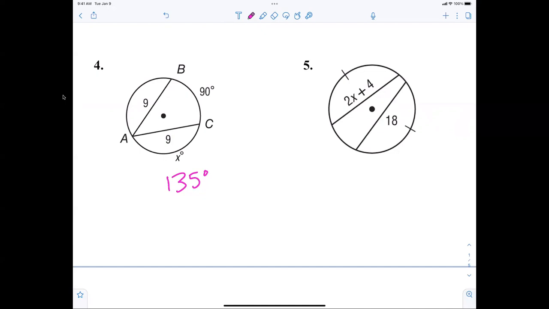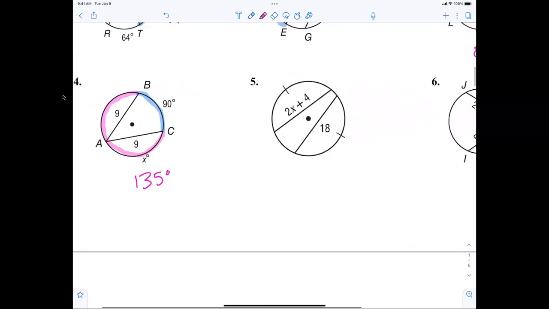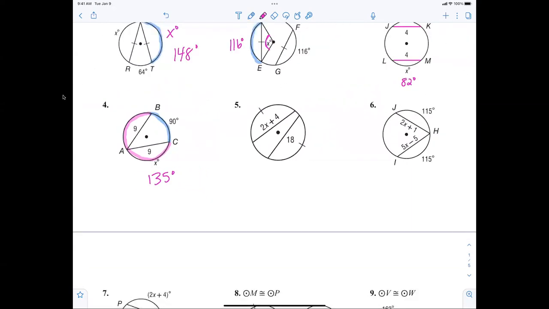So we have 90 degrees already, correct? Yeah. So if that's 90 degrees, then how much is it going to be from here to here? Oh, so it would just be 270, and then divided by 2. Wow, there we go. That's easy. Easy as that. All right, check out number 5.